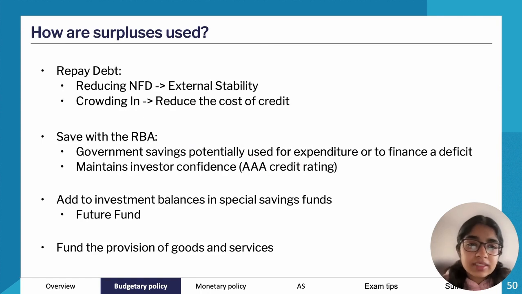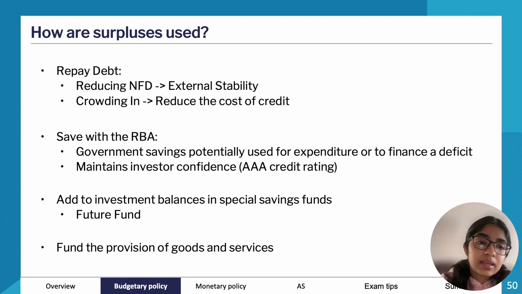Okay, so now let's talk about surpluses. So we talked about deficits, how they can lead to debt. Now surpluses, there are many different ways that the government can use a surplus. So it can use it to repay the debt. Overall, it uses a surplus to repay the debt, reduces your net foreign debt, and it can increase that external stability, because we are paying off our debt.